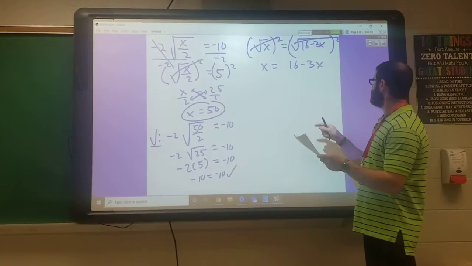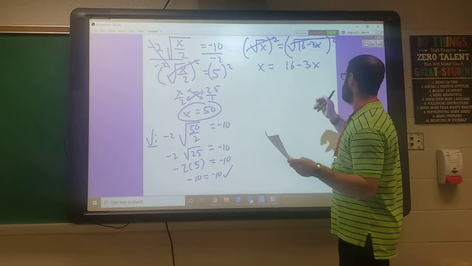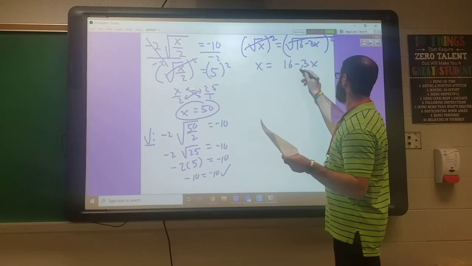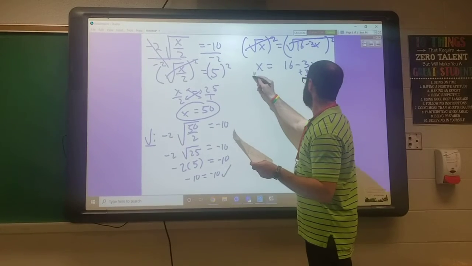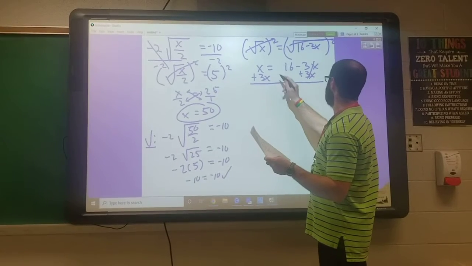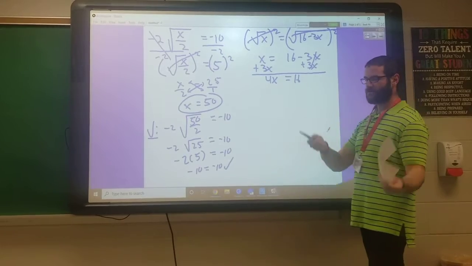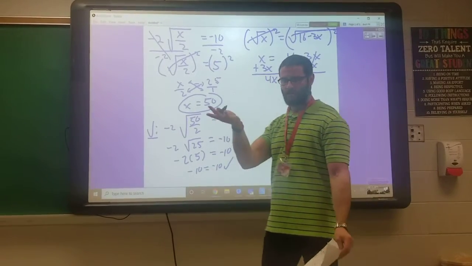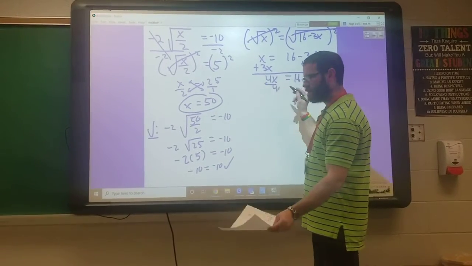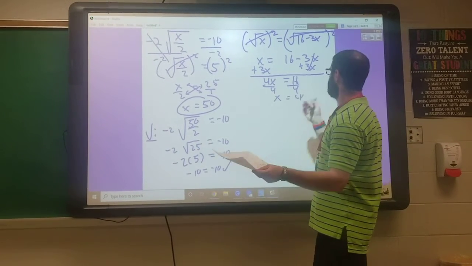Then we solve it like any other linear equation, getting x by itself, so I want to go ahead and add 3x to the left side here. So I have 16 and then 4x on the left side. So 4 times x equals 16. How do I solve that? Divide by 4, correct? So x equals 4, presumably, right?